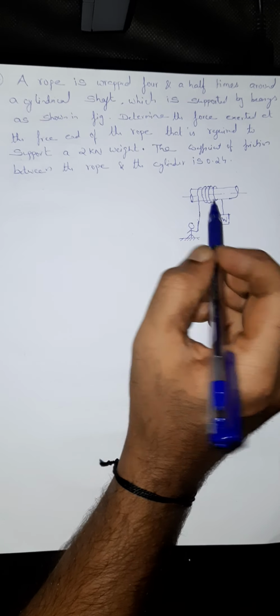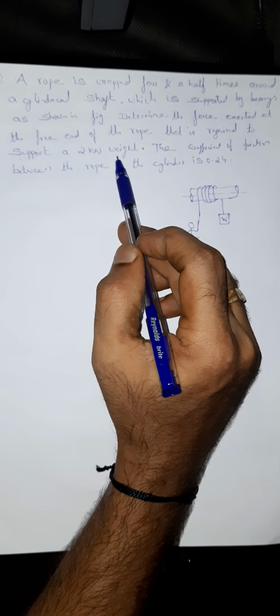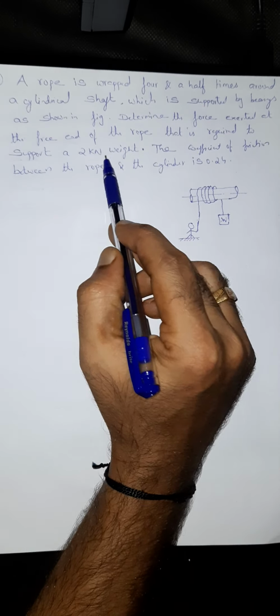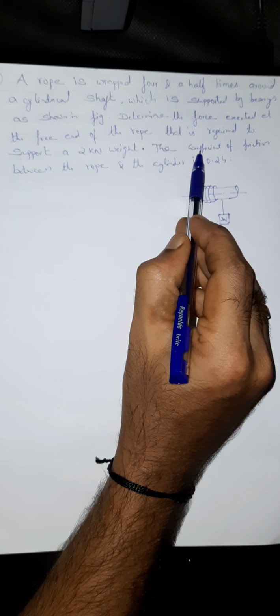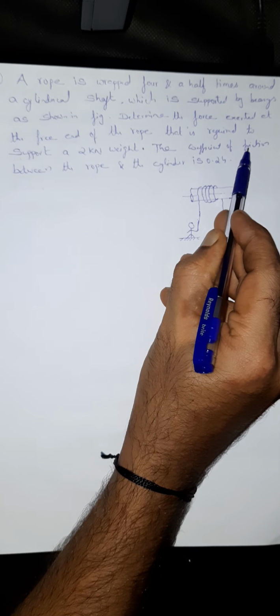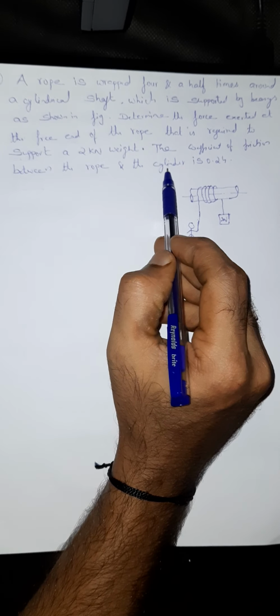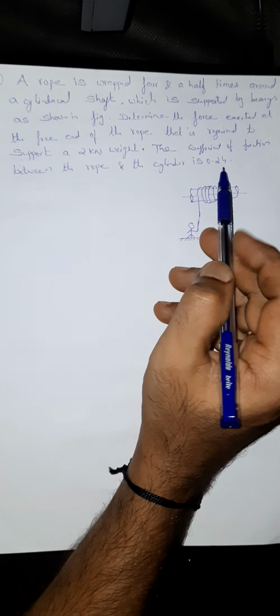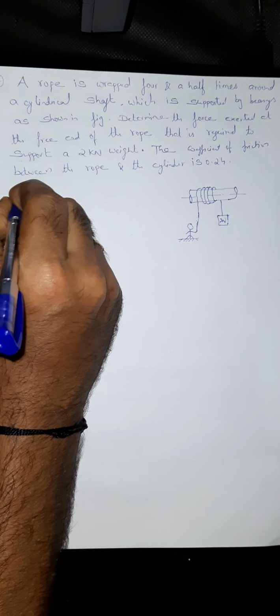So this is the free end, right? This is required to support a 2 kilonewton weight. The coefficient of friction between the rope and the cylinder is 0.24, right? So let us list down the given data first.